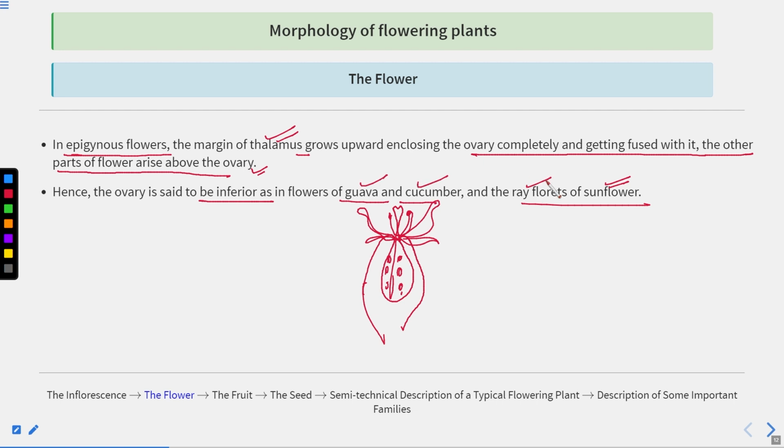So this is very, very important. Every time some questions come from this particular part. So you must remember the hypogynous, perigynous, and epigynous types of flower. What is the condition and what are the examples of each? Okay.